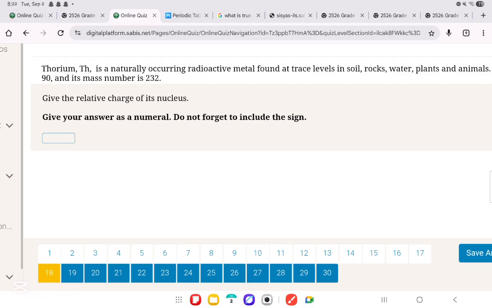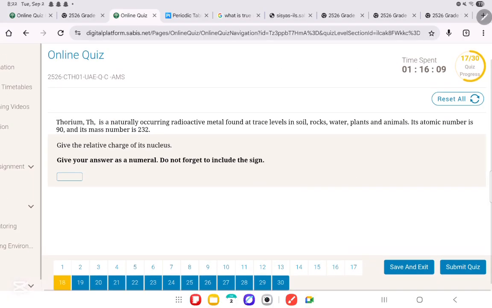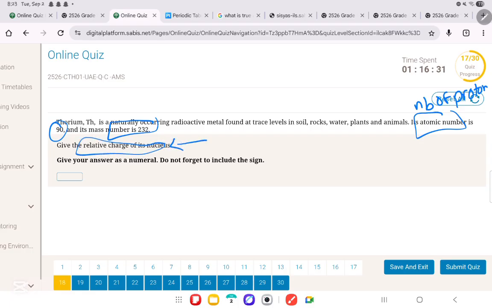Give the relative charge of its nucleus, knowing that its atomic number, the number of protons, is 90, and its mass number is how much? Is 232. Okay, so what you need to know when they ask you for the relative charge of the nucleus, you think of what are the things I have in the nucleus. In the nucleus, I have the nucleons. What are the nucleons? They are protons and neutrons. So neutrons don't have any charge. So when they ask me for the relative charge of the nucleus, I don't care about neutrons. I only care about the protons. How many protons do I have?